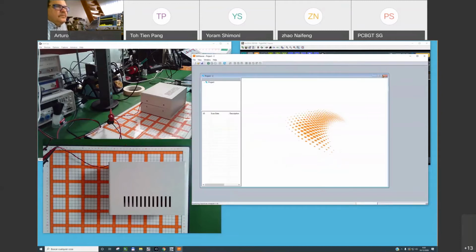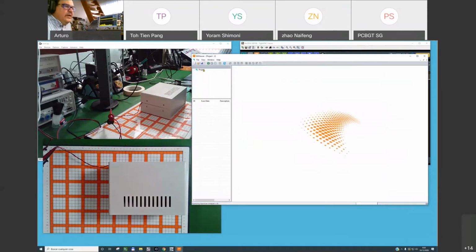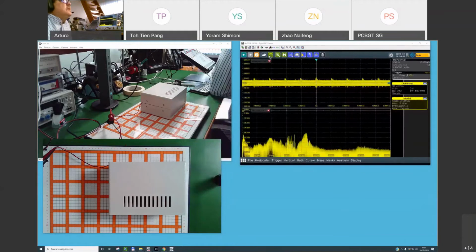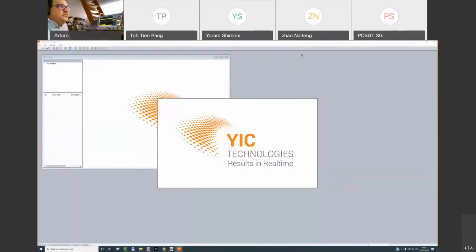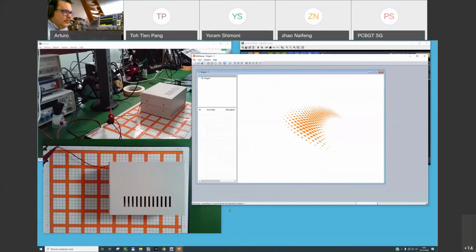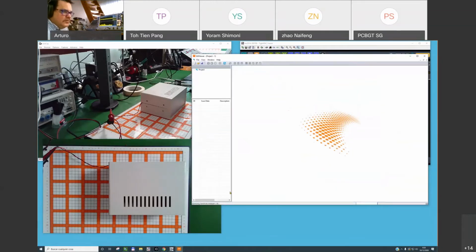We have now a new project. Now the system is trying to connect with the scanner. Sorry, let me open again because I disconnected the spectrum analyzer before. It's trying to detect the scanner and the spectrum analyzer now. I am using a Rohde & Schwarz FSH spectrum analyzer. Okay, it's connected to the scanner and to the spectrum analyzer, and you can see that it's detecting the FSH.